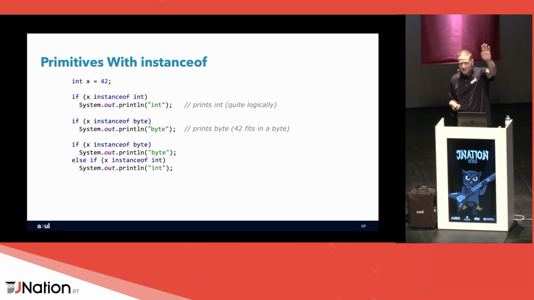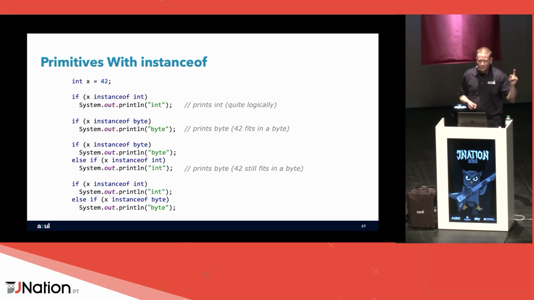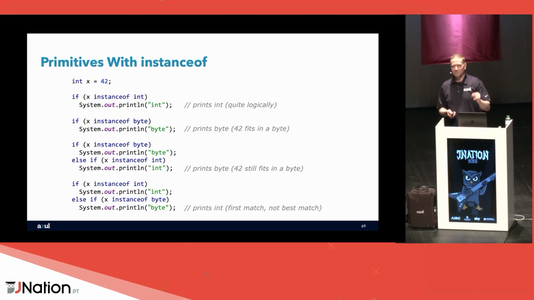Who thinks it's going to print byte? Who thinks it's going to print int? Not many people. Well, the answer is yes, it will print byte, because 42 still fits into a byte, so it will work. Switch them over. x instanceof int, x instanceof byte. What are we going to get? We're going to get int. It's the first match, not the best match. So even though it will fit into a byte, it will also fit into an int. So when we test against an int, it passes.